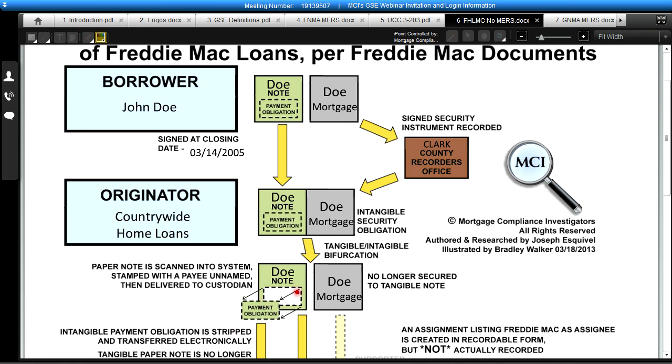In addition, in Carpenter v. Long in 1872, it is stated, the mortgage cannot survive a moment without the debt. So if the debt is stripped and sold, the mortgage no longer has debt to attach to, and thus becomes a nullity. It is not voidable, it is not voided, it is a nullity.